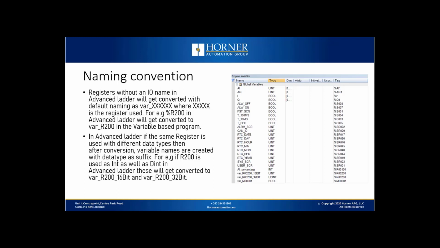In Advanced Ladder, if the same register is used with different data types, then after conversion, variable names are created with data types as suffixes. For example, if R200 is used as int as well as dint in Advanced Ladder, these will get converted to var_R200 16-bit and var_R200 32-bit.